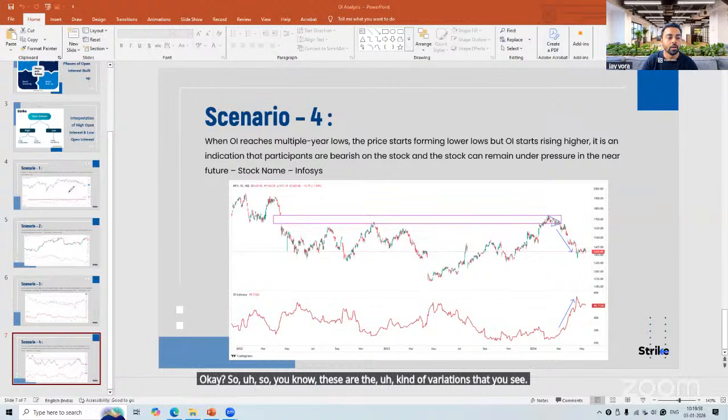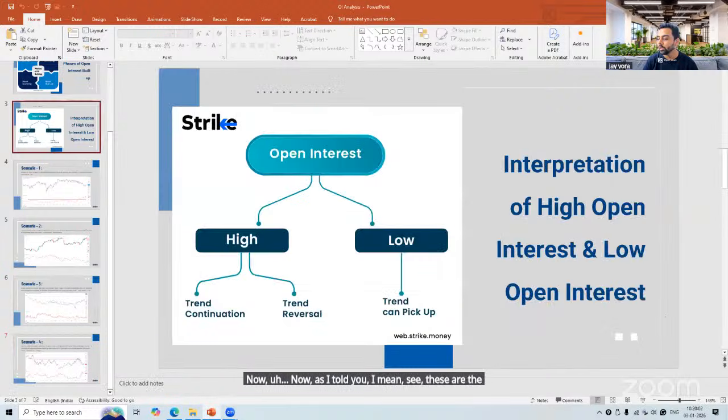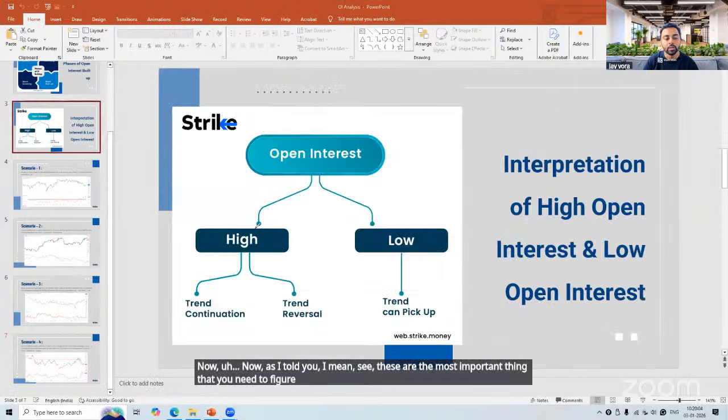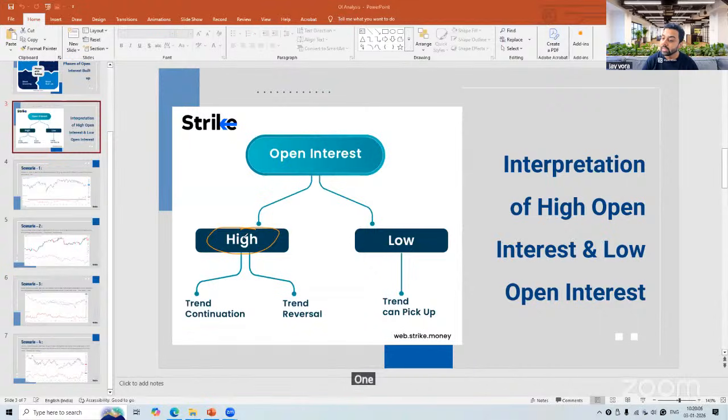Now, as I told you, these are the most important things that you need to figure out. One is where the open interest is very high. And where a trend reversal is likely to happen.